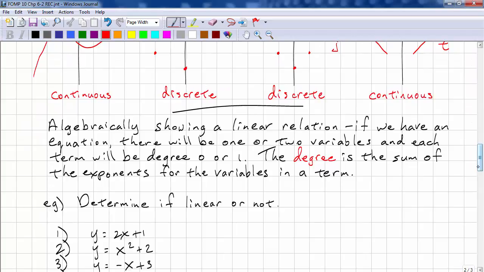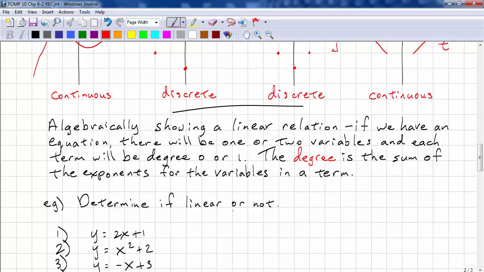Okay, algebraically, we can show if something is a linear relation. If we have an equation, there will be one or two variables, and each term will be degree 0 or 1. The degree is the sum of the exponents for the variables in the term.